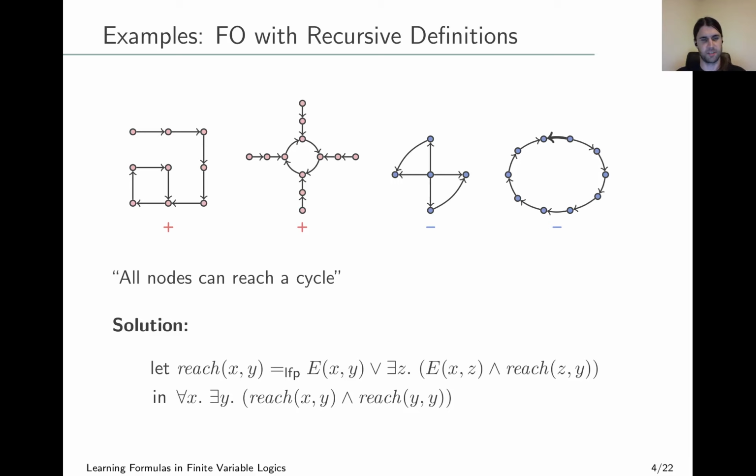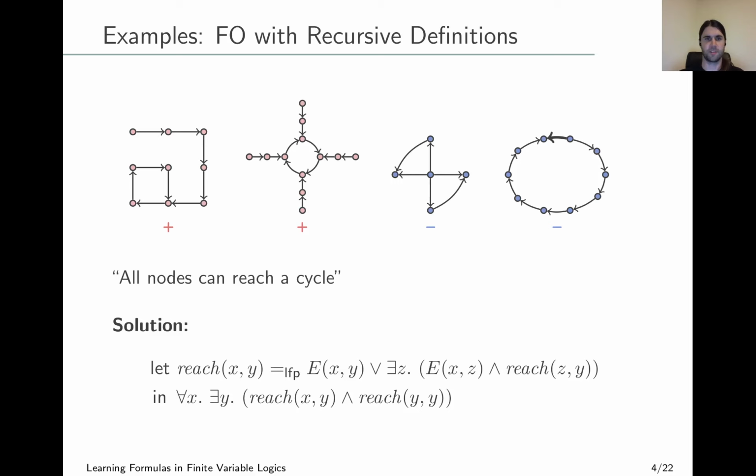So this sentence just says, let me define a binary relation reach that holds between two nodes x and y in the graph if x can reach y in some finite number of edges. And then having defined reach, it says, for all x, there exists a y such that x reaches y and y reaches itself. Okay, so these are just two examples of what we call the separation problem.